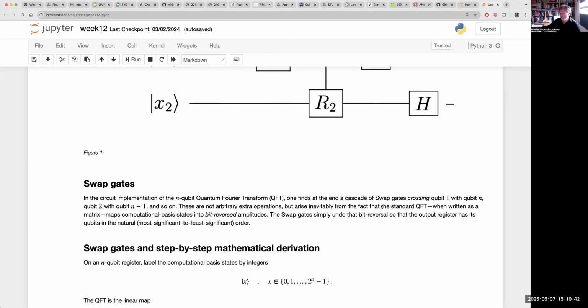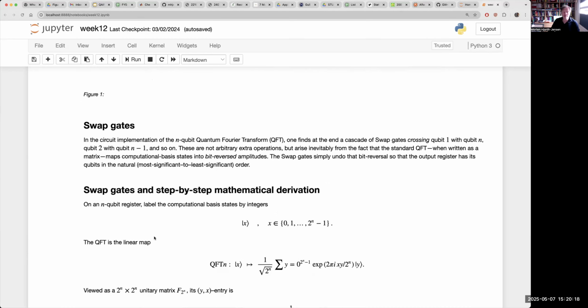And these are not arbitrary X operations, but they arise inevitably from the fact, and you will see that when you run through the 2 qubit case or the 3 qubit case, that the standard QFT, when written as a matrix, maps computational basis states into bit reversed amplitudes. And these swap gates simply undo that bit reversal so that the output register has the qubits ordered in the way you have defined. So you have opted for a specific ordering. The QFT operation inverts this ordering, and then we want to bring it back.